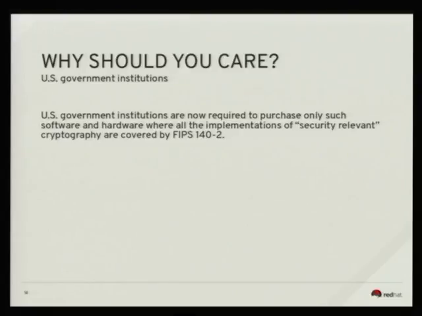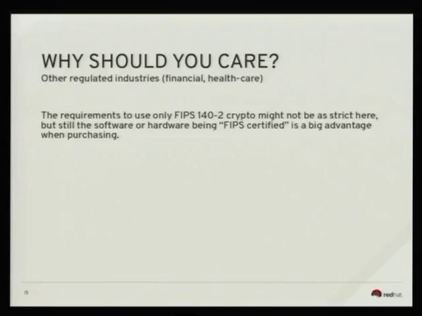Why should you care? If you are a US government institution, you are now required, basically by law or other directives, to purchase only such software and hardware where all the implementations of security-relevant cryptography are covered by FIPS 140-2. That means that basically now you cannot sell anything to the US government that is not FIPS certified. Other regulated industries are maybe not completely required to use only FIPS 140 crypto, but still they might see it as a plus if your software or hardware is FIPS certified, especially if this software is for communicating with the U.S. government. Again, you might have to have FIPS 140-2 compliance.